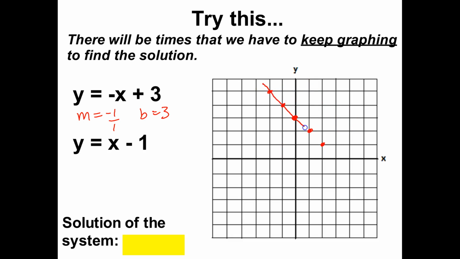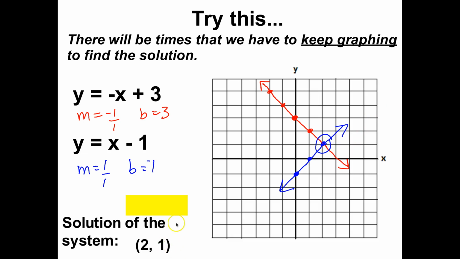I think we should. All right. And then this one starts at -1, with a slope of 1 over 1. So start at -1, up 1 over 1, up 1 over 1. Well, look at the 5th dot, and we're there. So what is the solution to the system? It is this point right here. And is (2, 1) just a popular pair? (2, 1). All right. Solution.